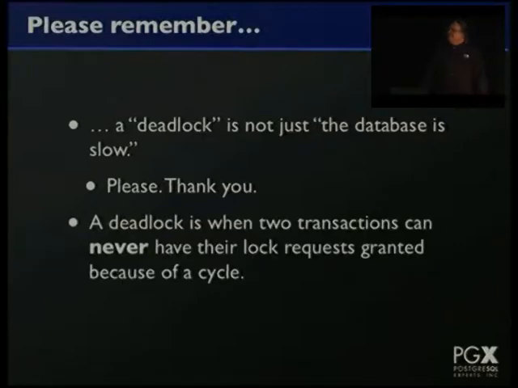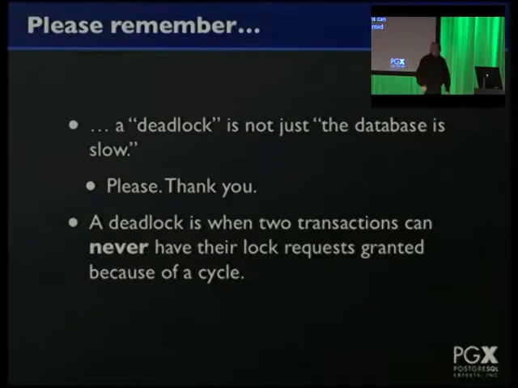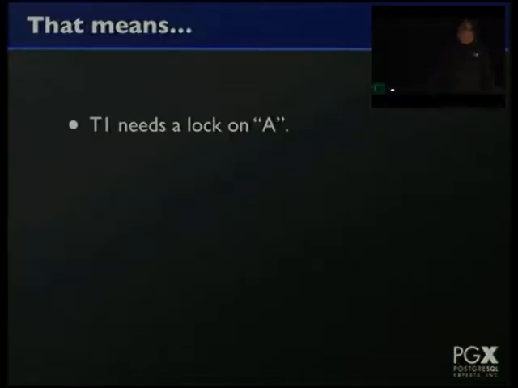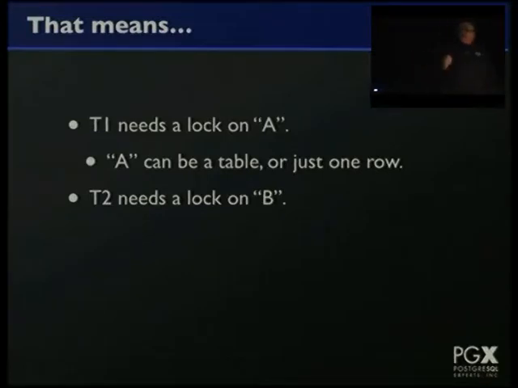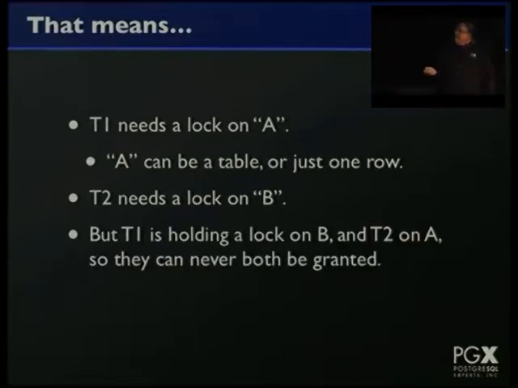Thank you. A deadlock is when two transactions can never have their mutual lock request granted because of a cycle. That's what a deadlock means. So a deadlock isn't just it's slow. A deadlock is it would wait forever. There is no exit condition except the database crashing. So for example, transaction 1 needs a lock on some resource A. A could be a table. It could be just one row in that table. T2 needs a lock on B. But T1's holding a lock on B and T2 on A, so they can never be granted. There is no exit from this. Something has to give.